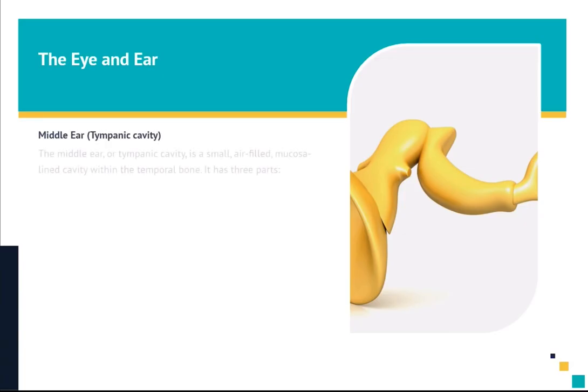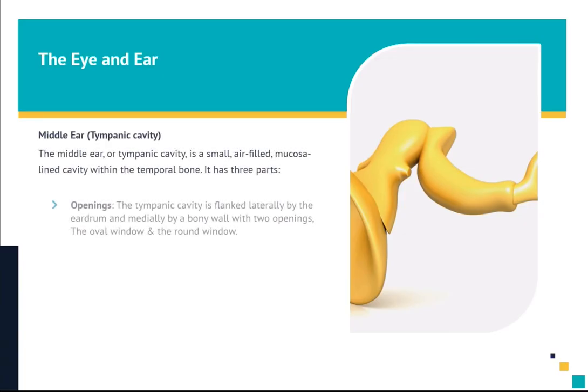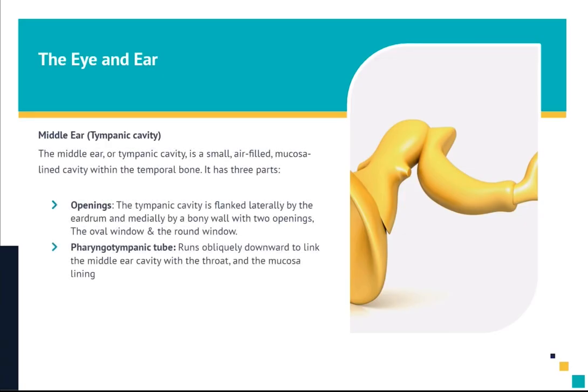Middle ear, tympanic cavity. The middle ear, or tympanic cavity, is a small, air-filled, mucosa-lined cavity within the temporal bone. It has three parts. Openings. The tympanic cavity is flanked laterally by the eardrum and medially by a bony wall with two openings, the oval window and the round window.